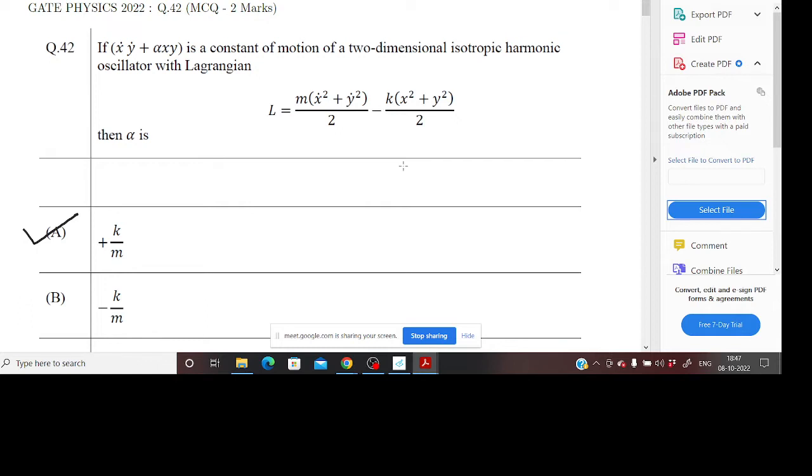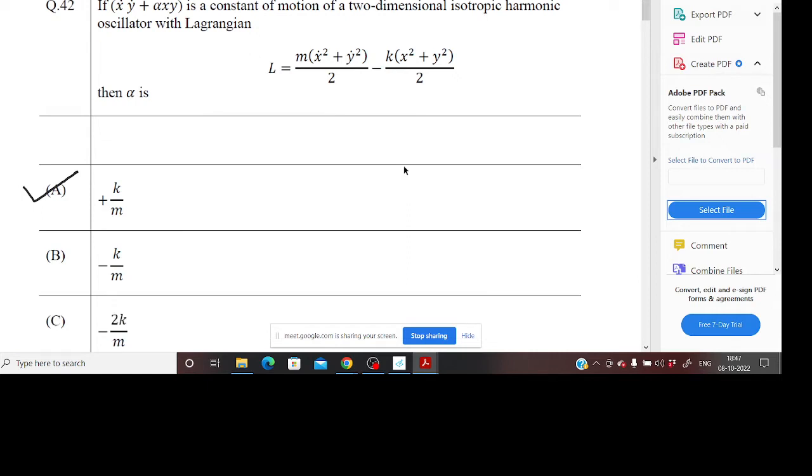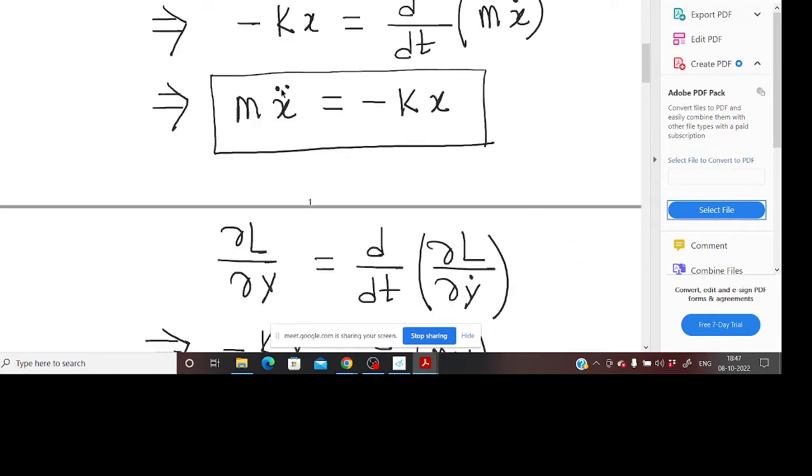So this was the question, right? In this question, the Lagrangian is given to you. Lagrangian is m by 2 into x dot square plus y dot square minus k by 2 into x square plus y square, right? Sir, there is no need to explain this question. You have already explained. This is completely clear, right?